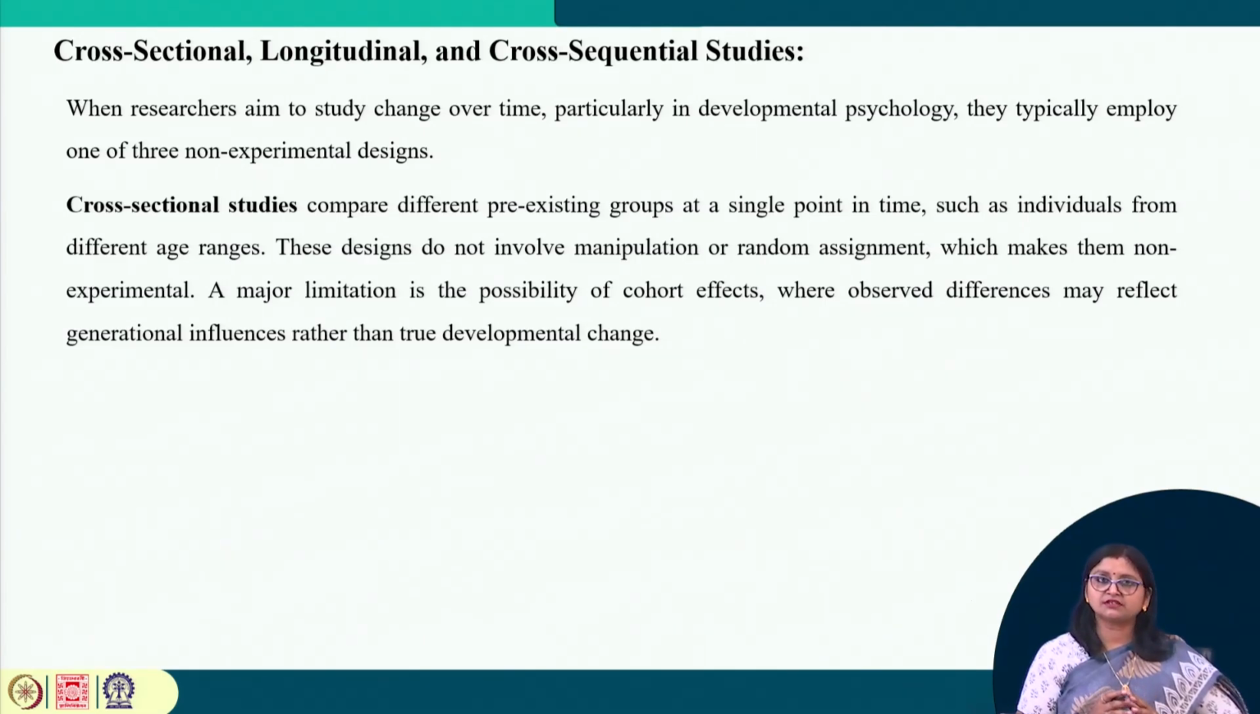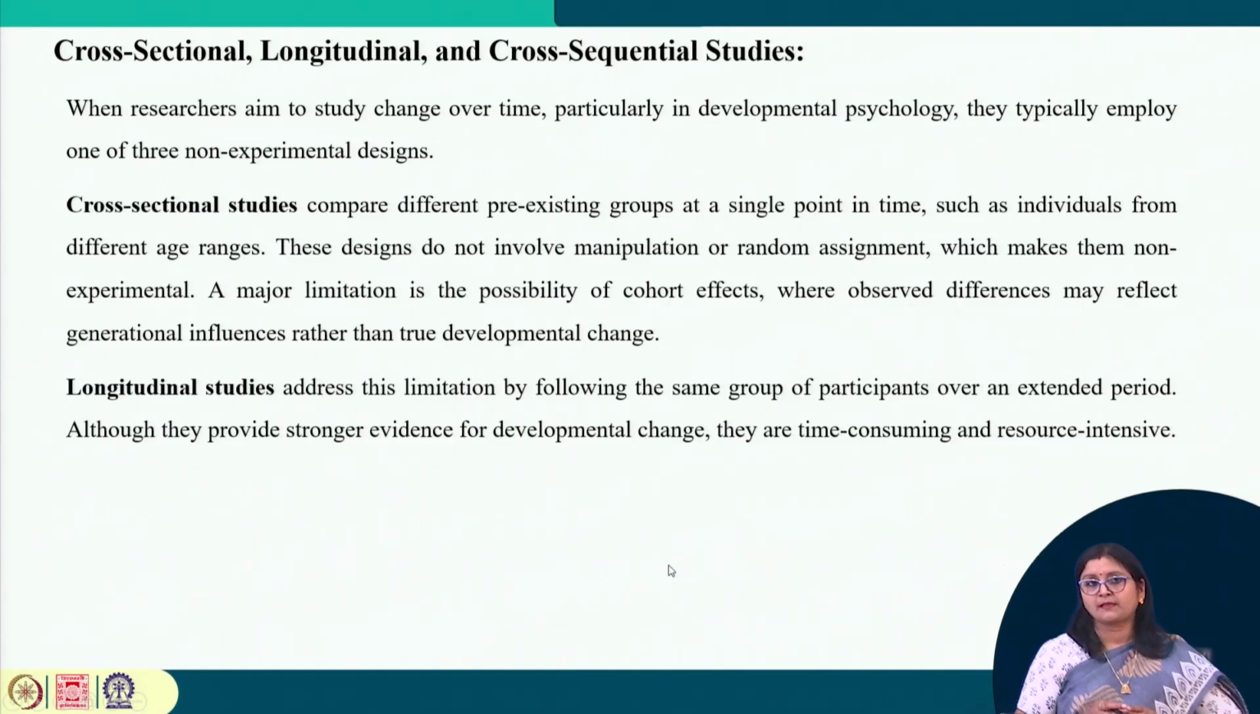So, cross sectional studies compare different pre-existing groups at a single point in time, such as individuals from different age ranges. These designs do not involve manipulation or random assignment, which makes them non-experimental. A major limitation is the possibility of cohort effects, where the observed differences may reflect generational influences rather than true developmental changes.